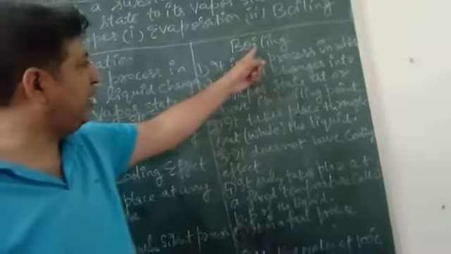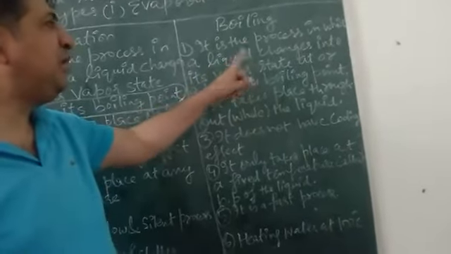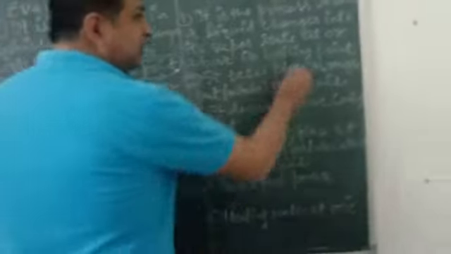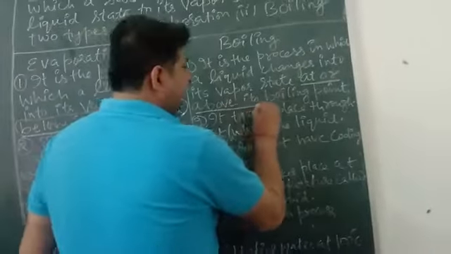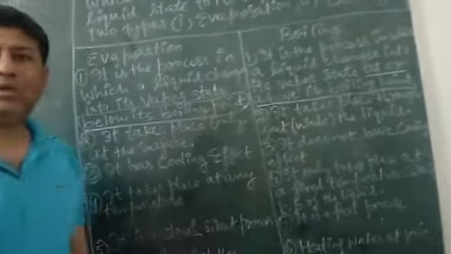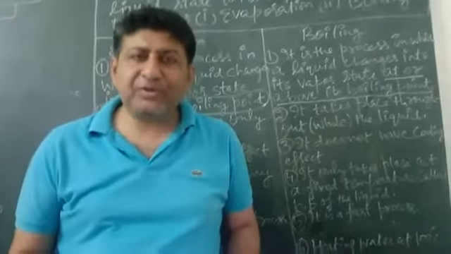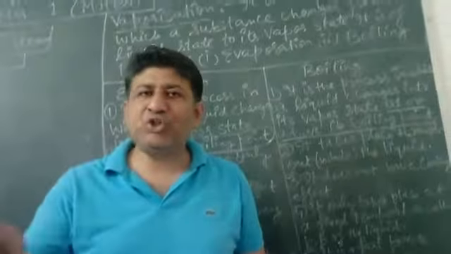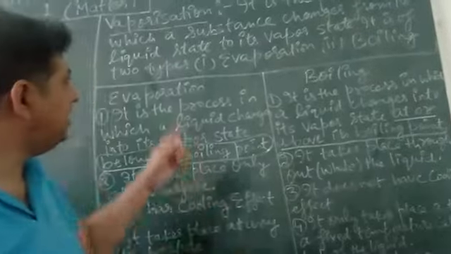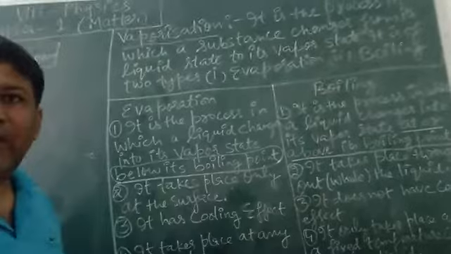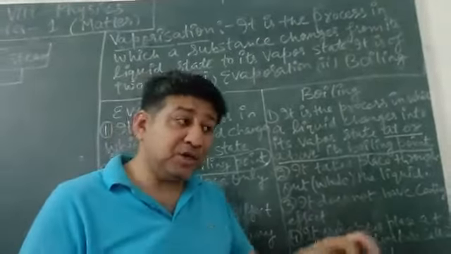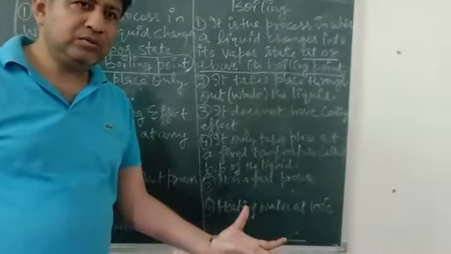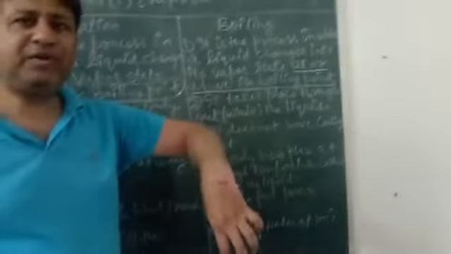However, when it comes to boiling, it is that process in which liquid changes into its vapor state at or above its boiling point. So if the vapors of water are being formed and the temperature is less than 100 degrees Celsius, this is evaporation. And if the temperature is 100 or more than 100, then the liquid is getting converted into vapor, that is boiling.